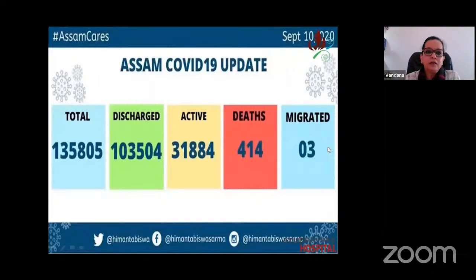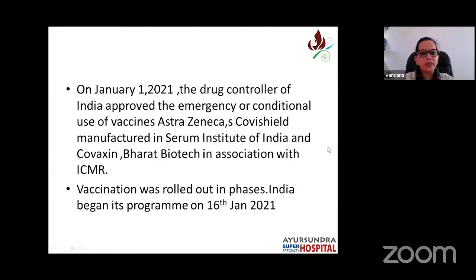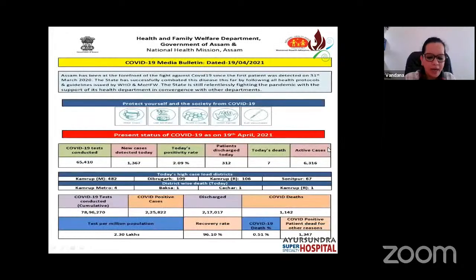By September 2020, the first wave had started peaking, where the tests reported about 135,000 positive cases and 414 deaths. The country had gone into the world's largest and strictest lockdown in different phases from 15th March to 31st May, followed by unlocking. On January 1st, 2021, the Drug Controller of India approved the emergency or conditional use of the vaccines, Covishield and Covaxin, and vaccination was rolled out in phases. The program started in India on the 16th of January, 2021.